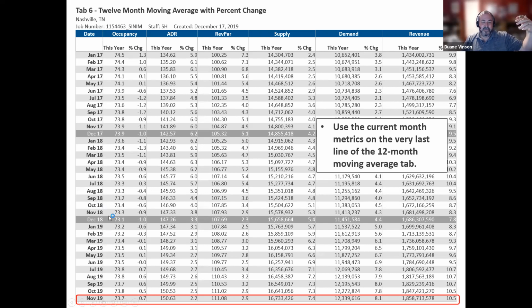So for example, here in November, our 12-month period is from December of 2018 through November of 2019. We're averaging the monthly data for those 12 months. The percent change that we see here is over the same period, the prior 12 months, right? So we're comparing the November 2019 12-month moving average to November 2018's 12-month moving average, for example, here. Everyone good with that?